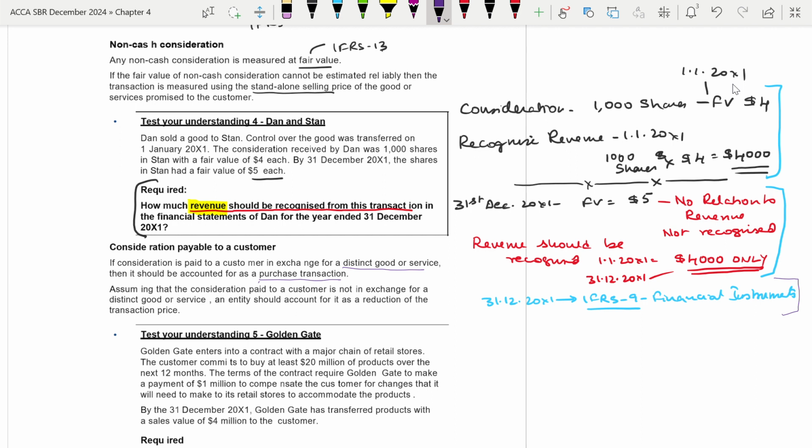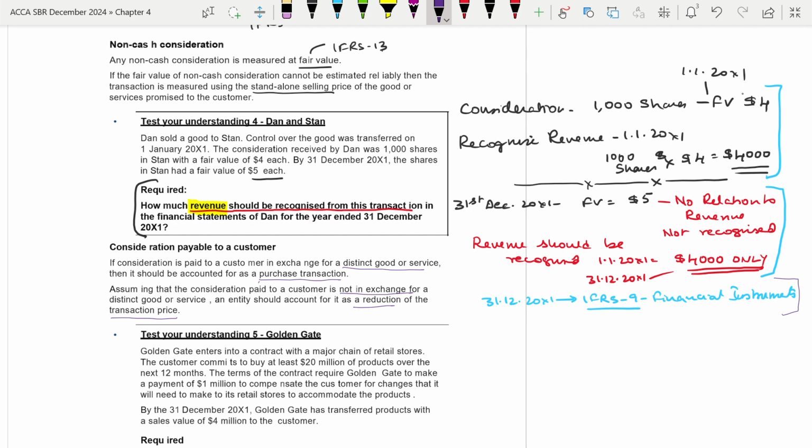What if the consideration paid to the customer is not in exchange for distinct goods, but you are paying outrightly? An entity should account for it as a reduction of transaction price. If the consideration is paid to the customer in exchange for distinct goods or services, then it should be accounted for as a purchase transaction. Means what happens?